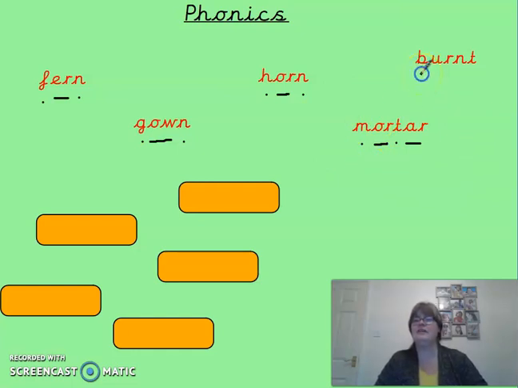Okay, and then we've got single sound, digraph, single, single. But burnt, burnt. Remember, the more you blend those sounds together, the more you merge one sound into the next, the more likely you are to hear the word. Right, hopefully you did well on those.